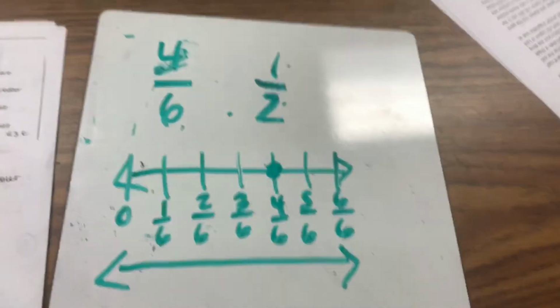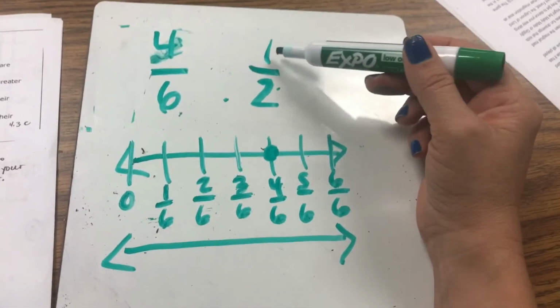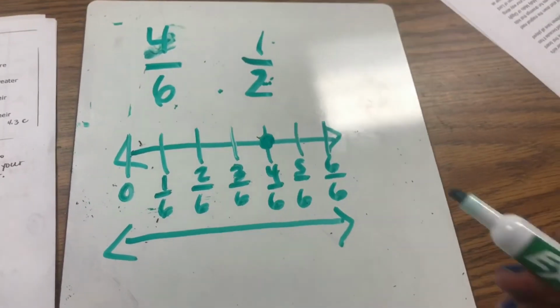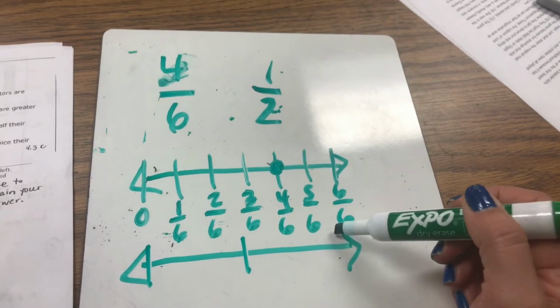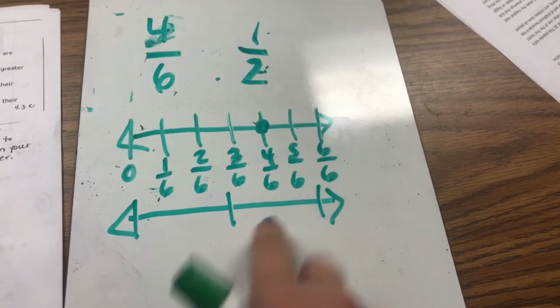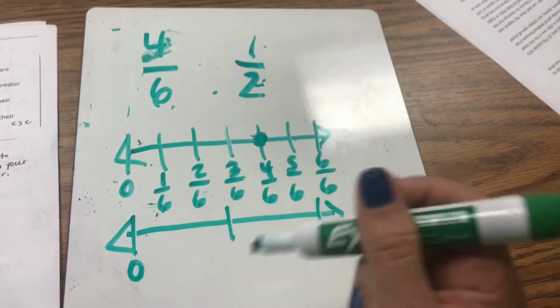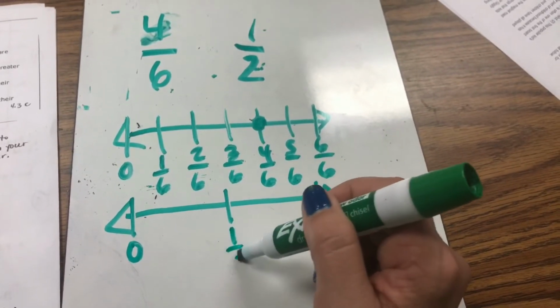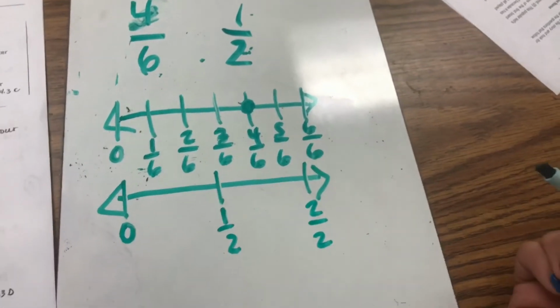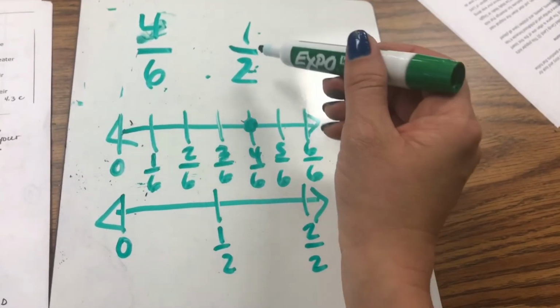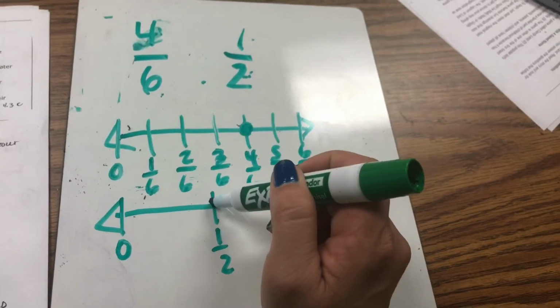Okay? Now my next model, I'm going to create it into 2 equal parts because our denominator is 2. So here's an equal part, and here's an equal part. So this would be 0. This would be the halfway point, and this would be 2 halves, or we could say 1 whole. Same thing. And if I put a dot where 1/2 would be, my dot would be here.